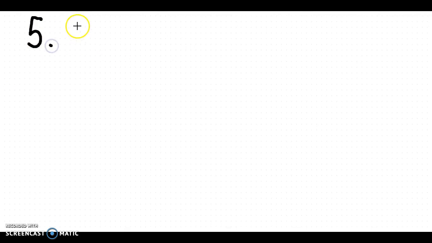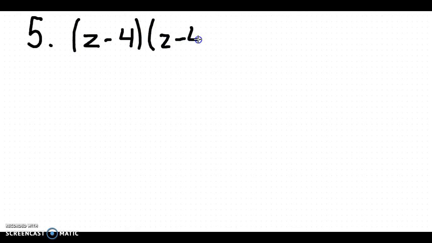For number 5, I have z minus 4 times z minus 4. That base there is obviously going to be z minus 4. Since it's being multiplied by itself twice, we're going to square it.